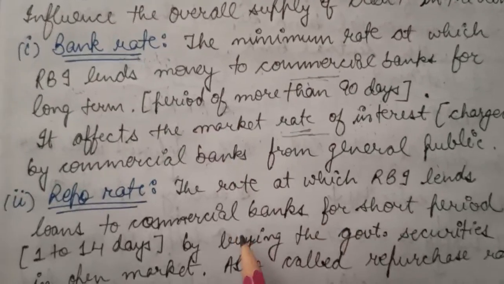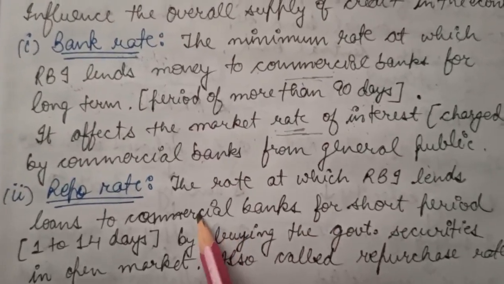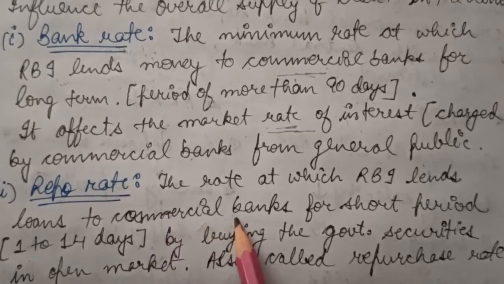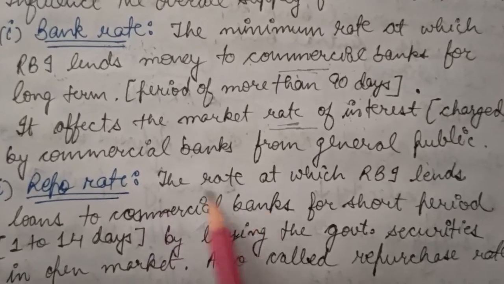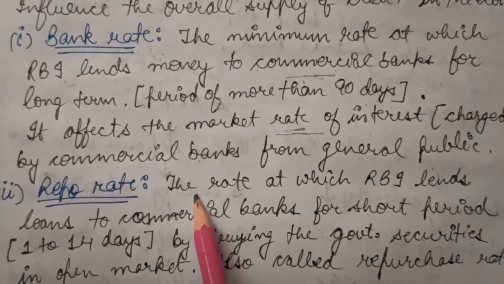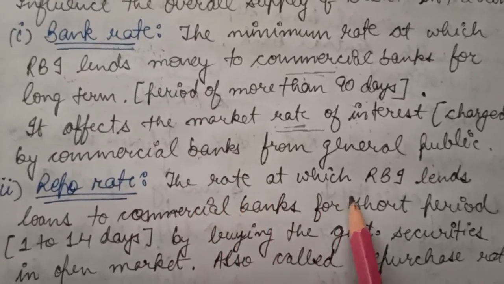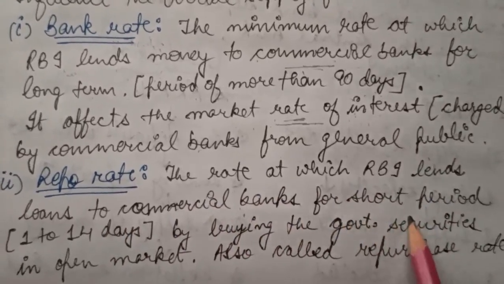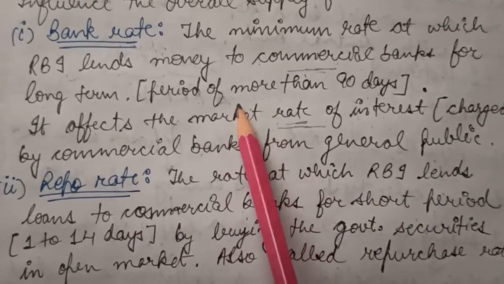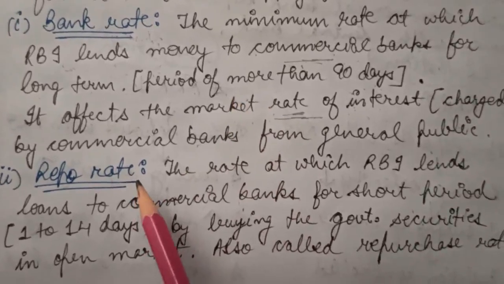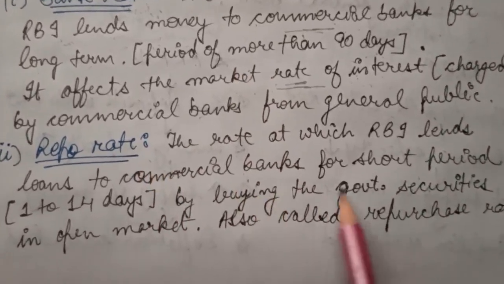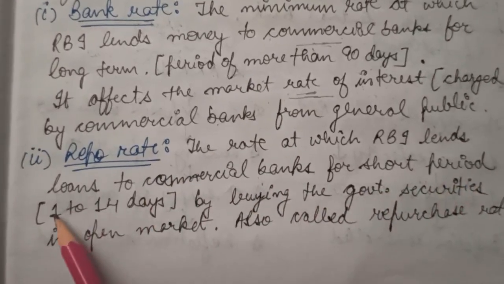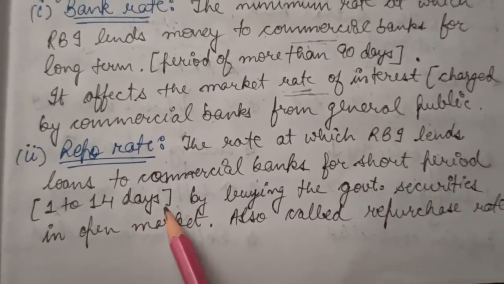On the other hand, there is another rate known as the repo rate, and this is the second quantitative instrument which is used by the Reserve Bank of India. Now, what is the difference between the two rates? Basically, it is also the rate at which RBI lends loans to the commercial banks for a short period. Now, in bank rate, loans are given for a long period, and under repo rate the loans are given for a short period of time, and that period mainly ranges from 1 day to 14 days.